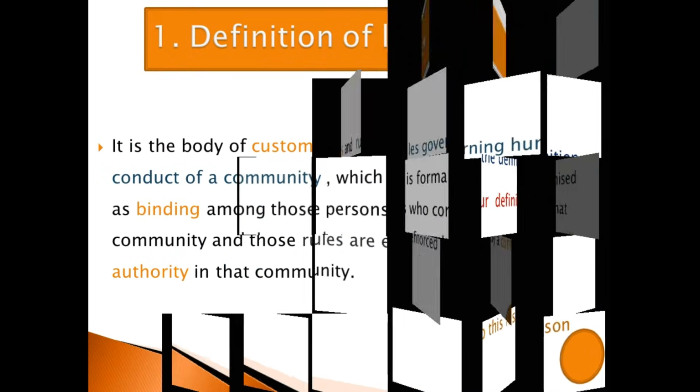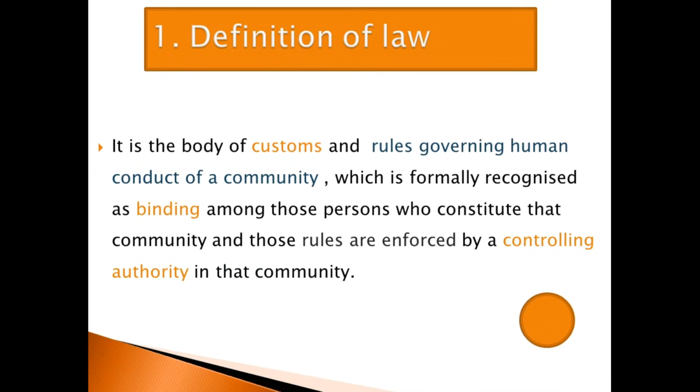Now, let's look at the definition of law. Law is the body of customs and rules governing human conduct of a community, which is formally recognized as binding among those persons who constitute that community, and those rules are enforced by a controlling authority in that community.